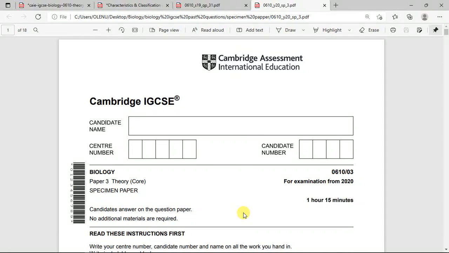Through this core IGCSE paper. It's for 1 hour 15 minutes, and it's a Paper 3 specimen paper for 2020. It has 1 hour 15 minutes, so I'll go over it in a short time.